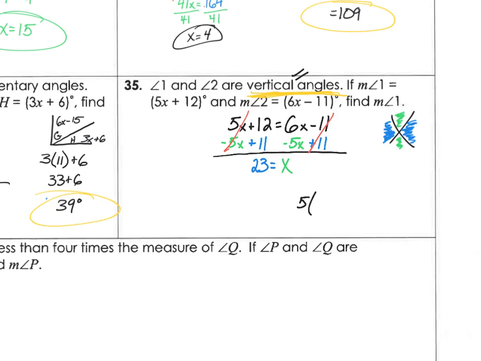Good. We have to plug it into the measure of angle 1, which is this. Okay. 23 comes from here to plug into there. 5 times 23 is 115 plus 12. So 127 degrees. Questions there? Okay.